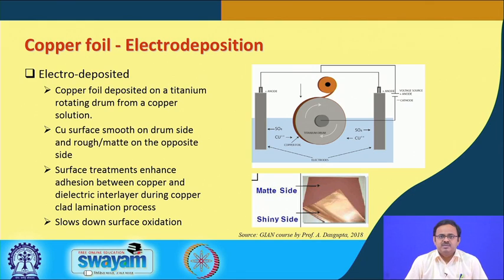We also do some surface treatment, not just for adhesion, but also to prevent, or at least slow down, if not prevent, at least to minimize the surface oxidation. On the bottom side you see a picture where one can see the copper foil, and the bottom side is very shiny, whereas the top side is matte, because the bottom side, the shiny side, was attached to the rotating titanium drum, whereas the matte side was exposed to the electrolyte.